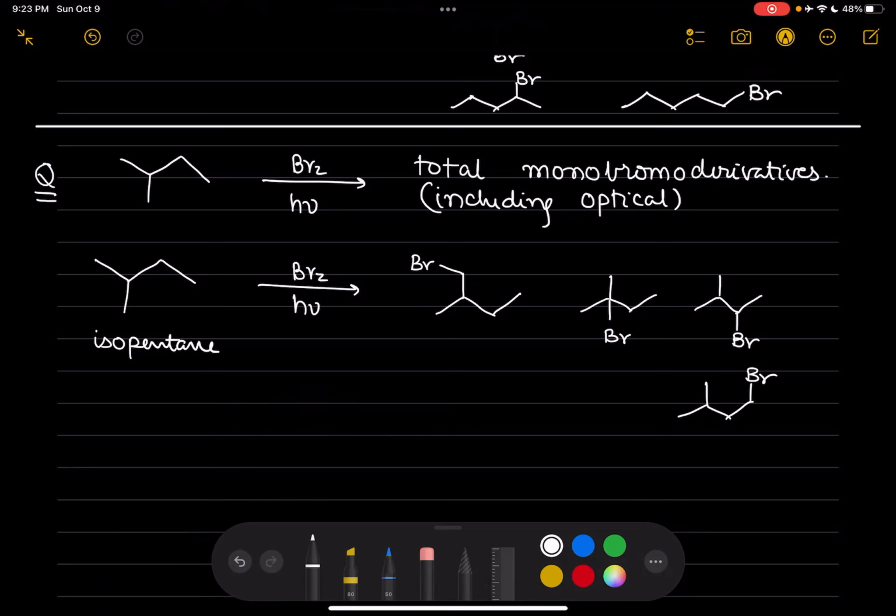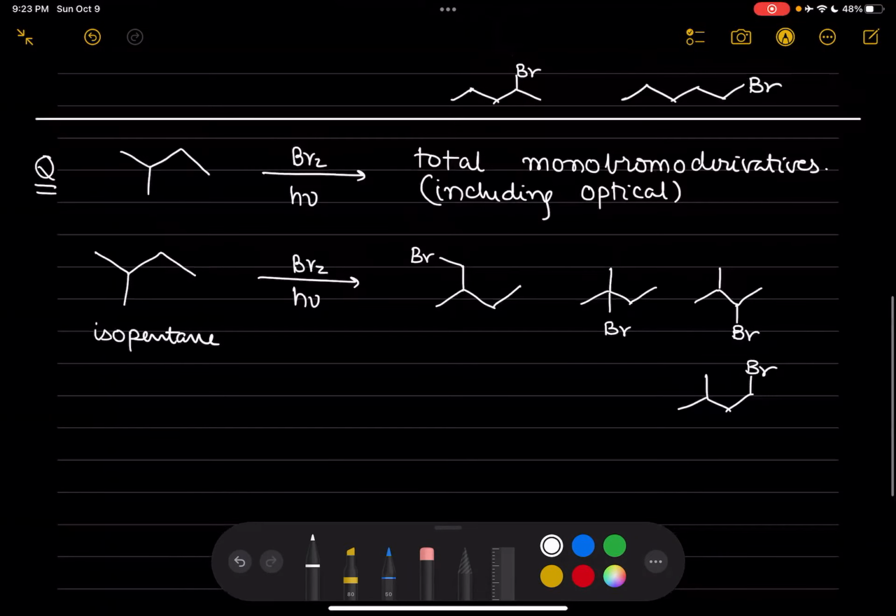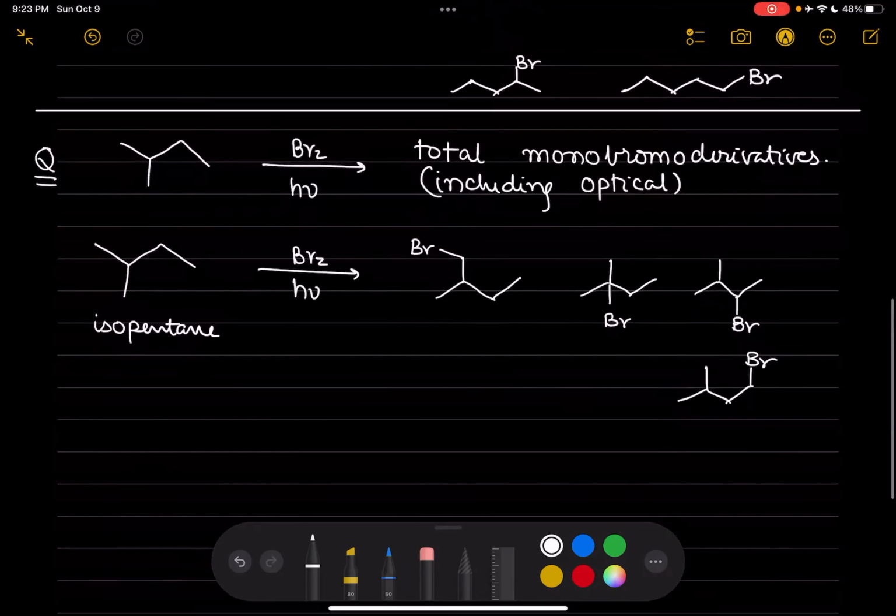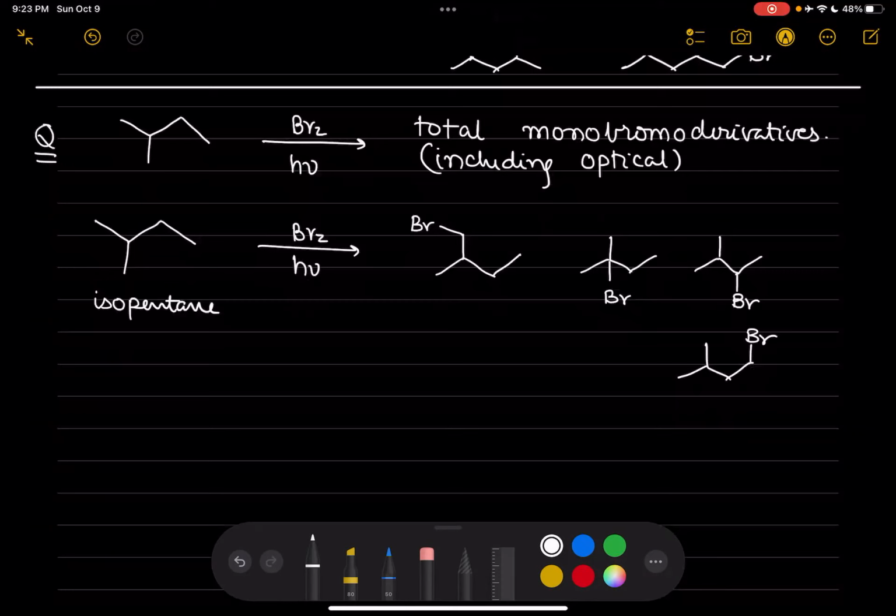The second structural isomer. The first one is going to be optically active or not? No, not the first one. Actually, this is the one where everybody goes wrong. This is going to be optically active. Okay. Why? No idea. Tell me.